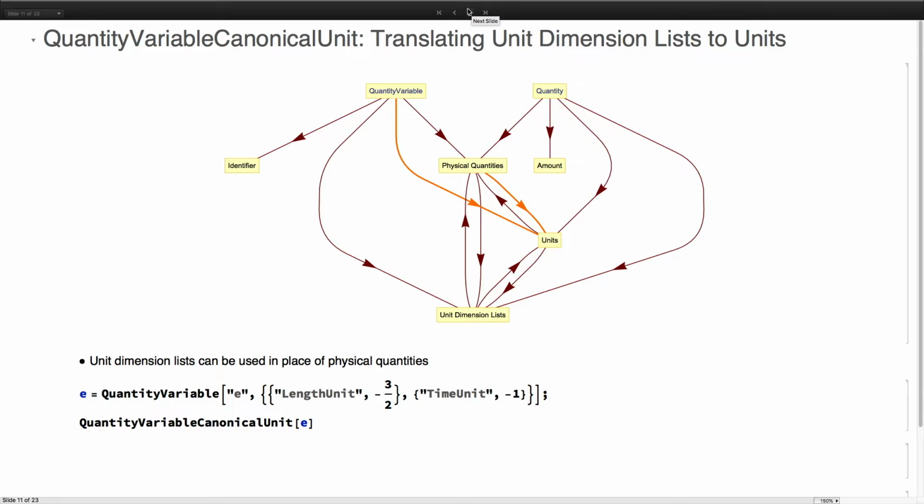Now, I didn't highlight it here, but you can also get from unit dimension lists to units as well. So you have to make use of a hidden way for defining your quantity variables. You can define them in terms of unit dimension lists. Here we're saying our physical quantity has dimensions of length to the -3/2 and time to the -1. And everything will work just fine with that, including canonical unit. And in that case, it will construct a canonical unit in terms of meters and seconds, so the base SI units.